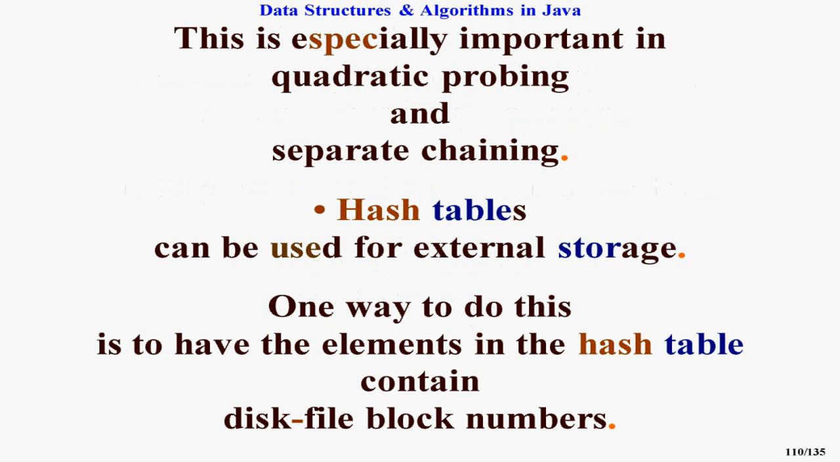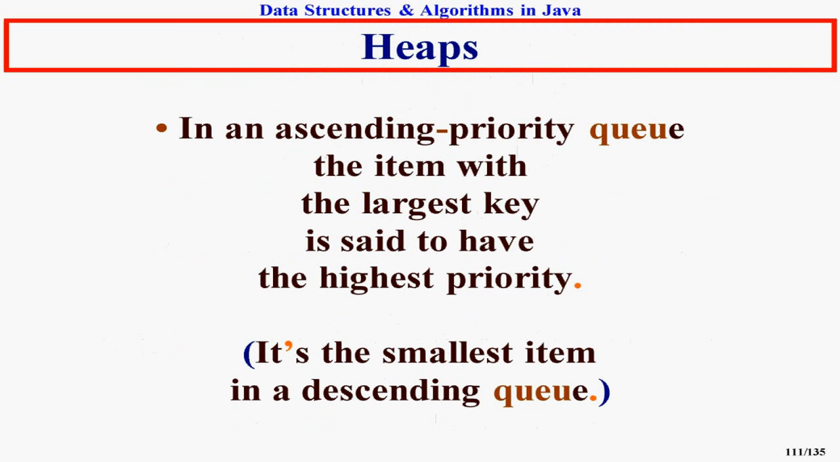Hash tables can be used for external storage. One way to do this is to have the elements in the hash table contain disk file block numbers. Heaps. In an ascending priority queue, the item with the largest key is said to have the highest priority. It's the smallest item in a descending queue.